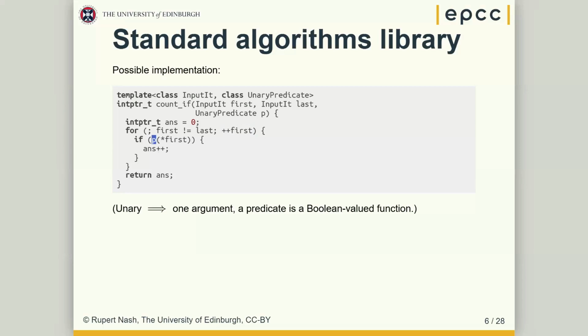We run our unary predicate, our test function, on elements of our container, dereferencing them first, and check if their conditions are met. So if this returns true, then we do incrementation. If we're doing count, for example, different algorithms have different things they do once they meet this condition. And then we return the answer of that count once we're done. But we're saving ourselves from all of this and having to write this ourselves if we use the standard library.